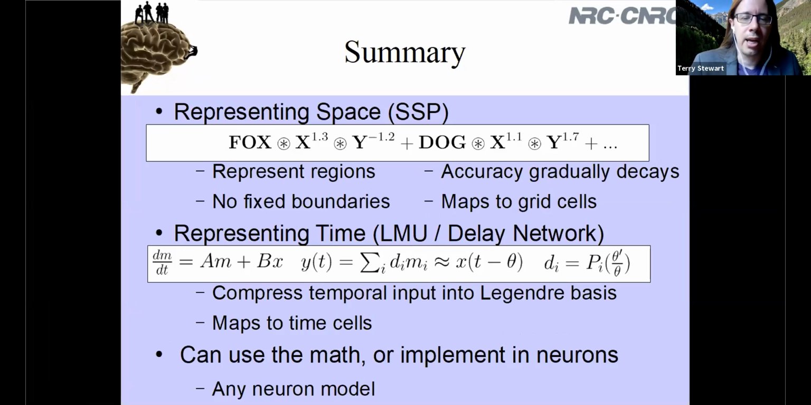Same thing with representing time. This is an interesting new tool that we can just drop in. If you want to do recurrent neural network tasks that require outputs being functions of previous inputs, this seems like an interesting thing to try. Again, both of these things are very new, so a lot more work needs to be done, but I'm hoping to chat with all of you about that. It's not dependent on any particular neuron model, and you can even just use the math. So that's it. Thank you.